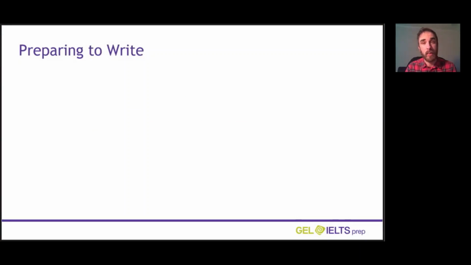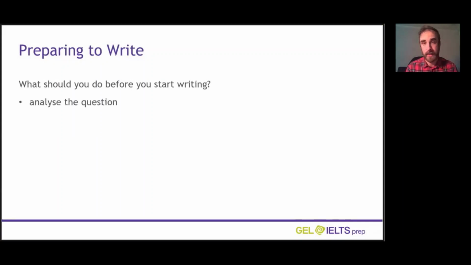So, what do we do when we're faced with a question in Task 2? First thing you should do is analyse the question. Highlight keywords and try to understand what the question's topic is. Brainstorm some ideas, some arguments or points to make in your essay. You don't have to use all of them, but use the time at the beginning to get as many ideas as possible. Then you're going to choose those ideas and decide on the structure of your essay.